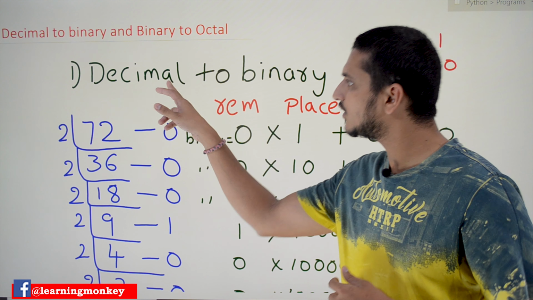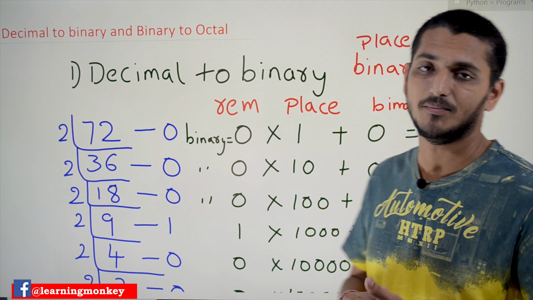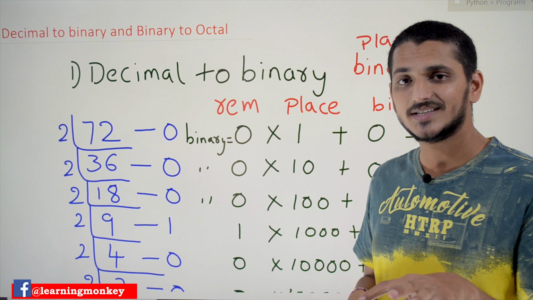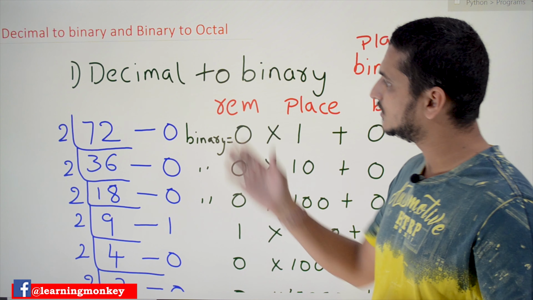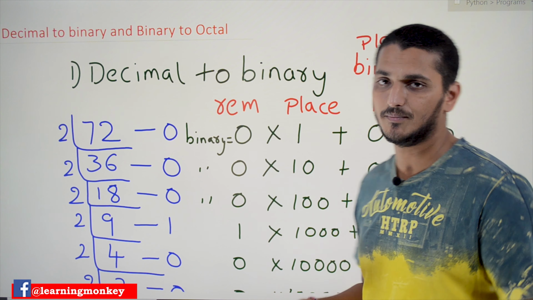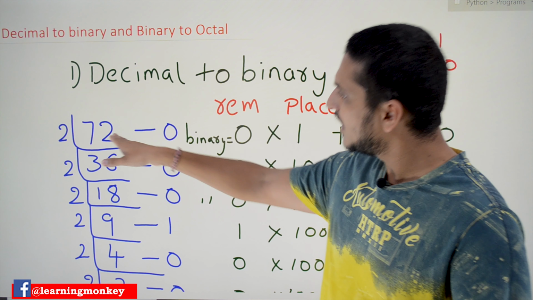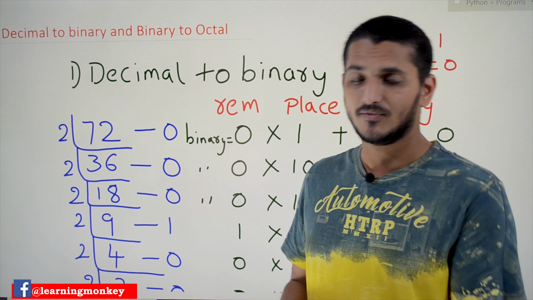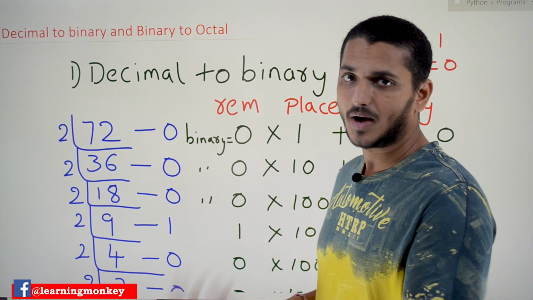We have to convert a decimal number to a binary number. Let's take an example and understand how we will do that. The example which we considered here is 72. The decimal number 72 should be converted into a binary number.